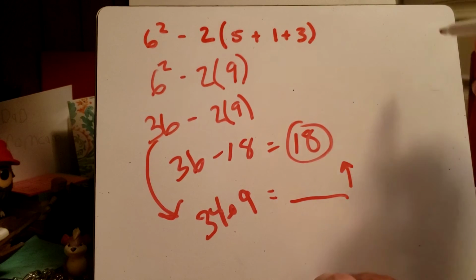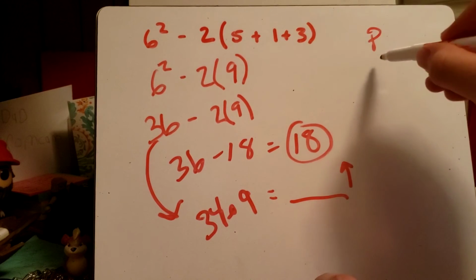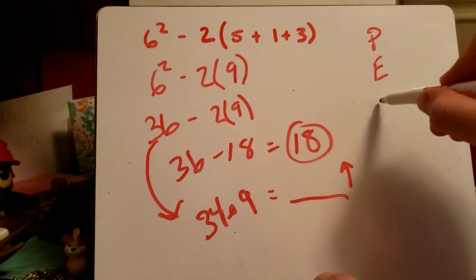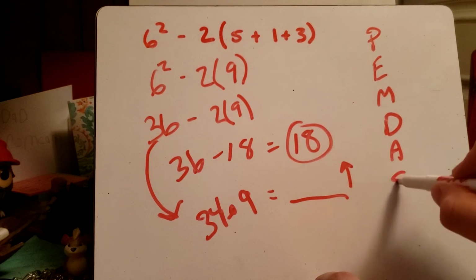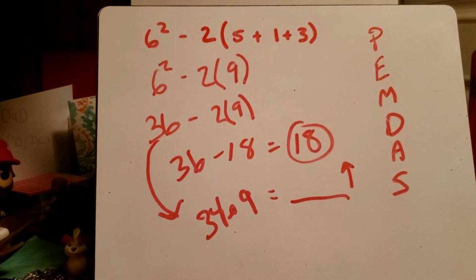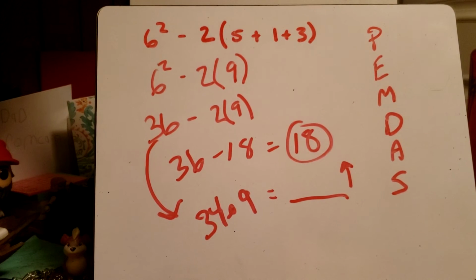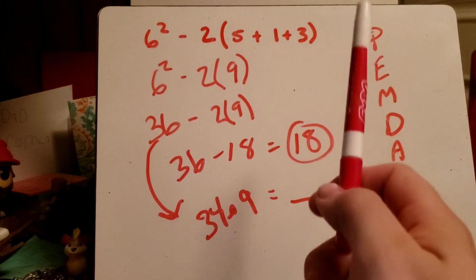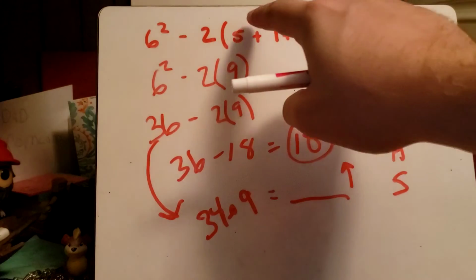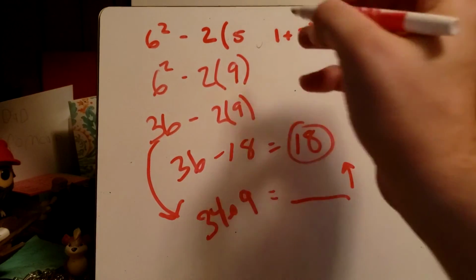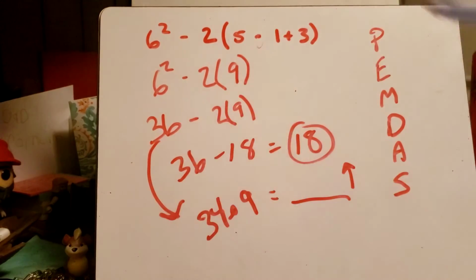So remember, one more time, I'll write it up here. We've got parentheses, exponents, multiply, divide, add, and subtract. One more thing I'm going to add in before we go. Oftentimes people remember, oh, parentheses first. But let's say this was a multiplication instead of an addition and subtraction.